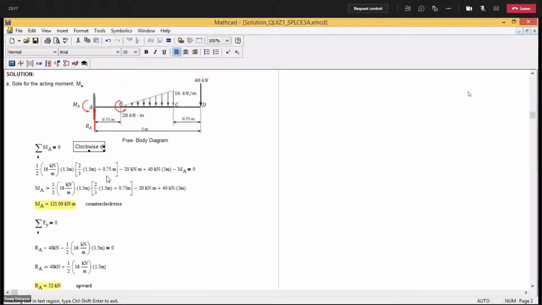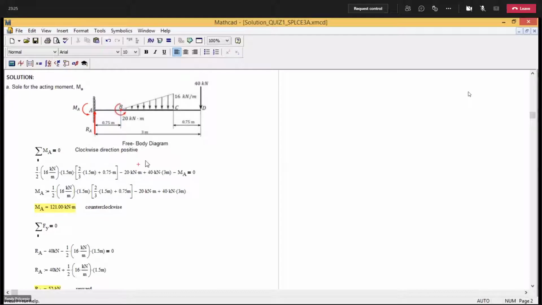Clockwise direction positive. So that will be our assumed direction for our moment equation.